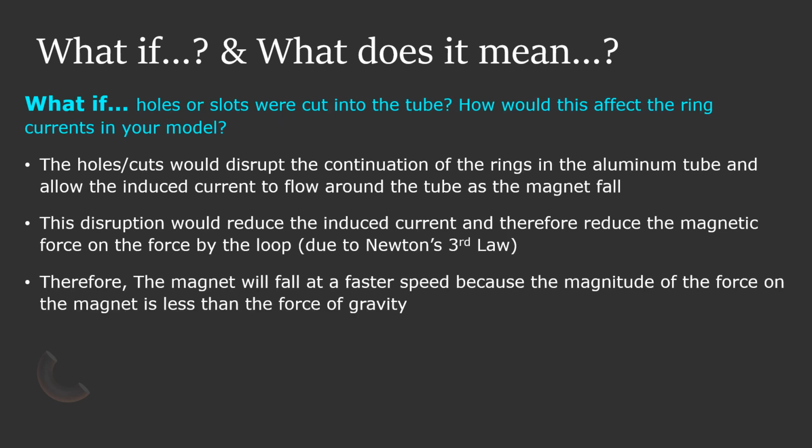What if holes and slots were cut into the tube? How would this affect the ring currents in your model? The holes and cuts will disrupt the continuation of the rings in the aluminum tube and prevent the induced currents from flowing around the tube as the magnet falls. This disruption will reduce the induced current and therefore reduce the magnetic force on the magnet by the loop, due to Newton's third law. Therefore, the magnet will fall at a faster speed because the magnitude of the force on the magnet is less than the force of gravity.